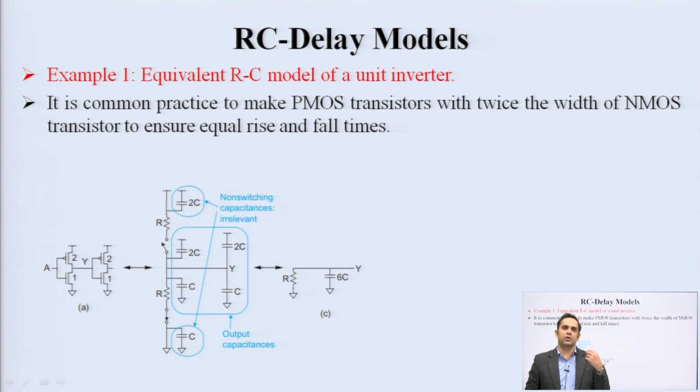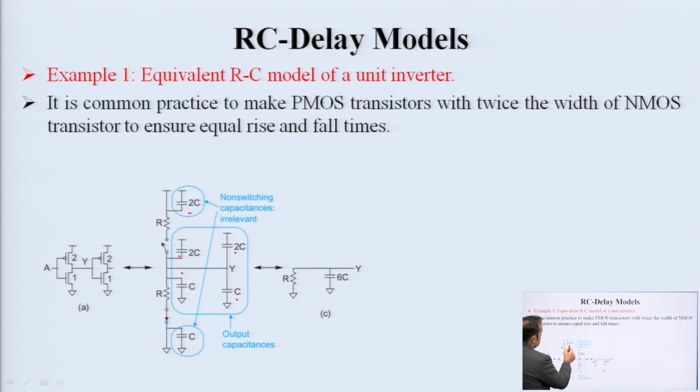Because of lower hole mobility, the PMOS transistor has an inherently higher resistance, so we increase its width to account for these dissimilarities in mobility, and this provides us with a complementary circuit. Only the capacitances connected to the output node contribute to delays.